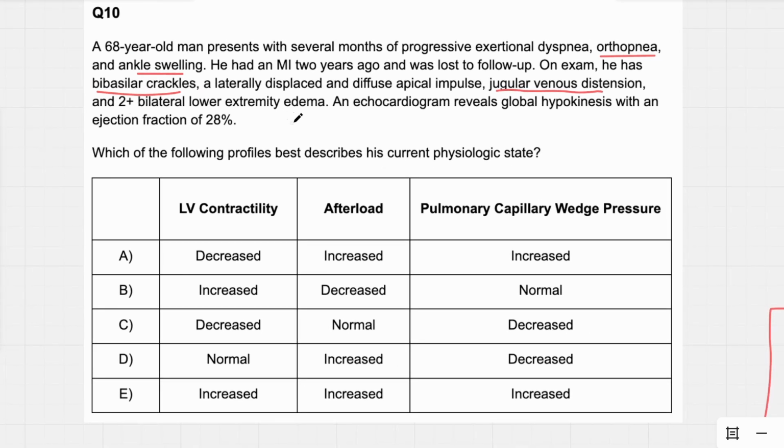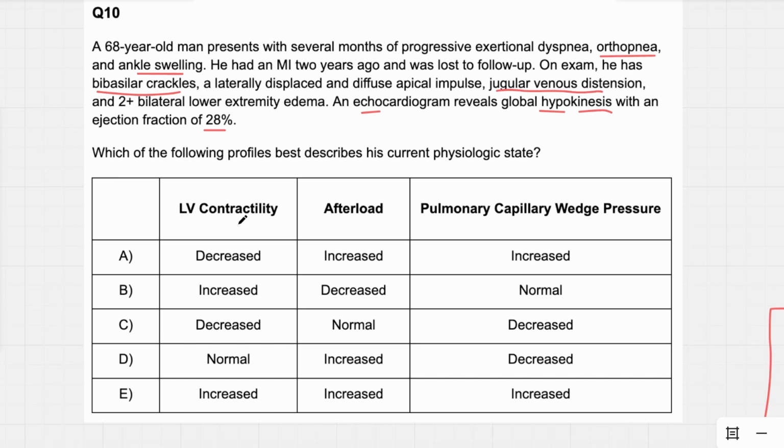2+ bilateral lower extremity edema, right? We said that with ankle swelling. There's a lot of repetition here. An echo reveals global hypokinesis. Hypo meaning less, kinesis like kinesiology, movement, less movement. And we're doing an echo, so that means we're looking at the heart. So there's less movement of the heart with an ejection fraction of 28%. If you don't know what normal ejection fraction is, it's probably safe to assume that 28% is pretty bad. Normal is 55 to 70%. So we've got this guy with heart failure, and we need to figure out what these physiologic variables are going to be.